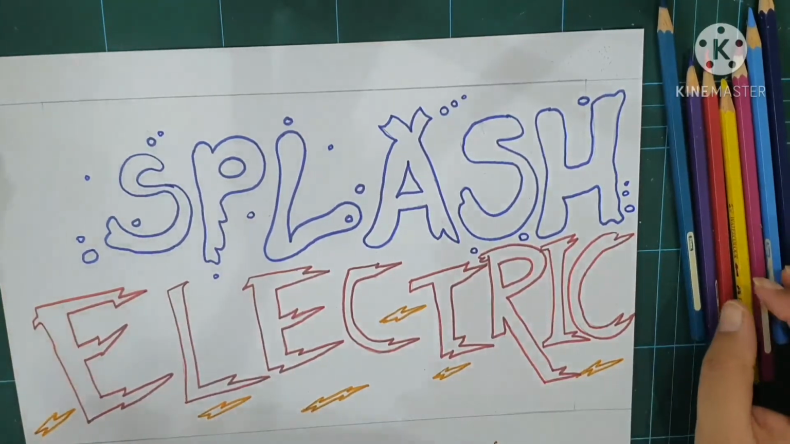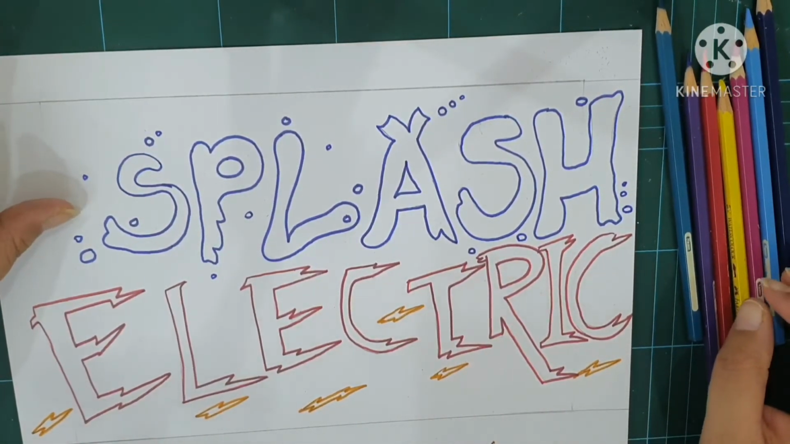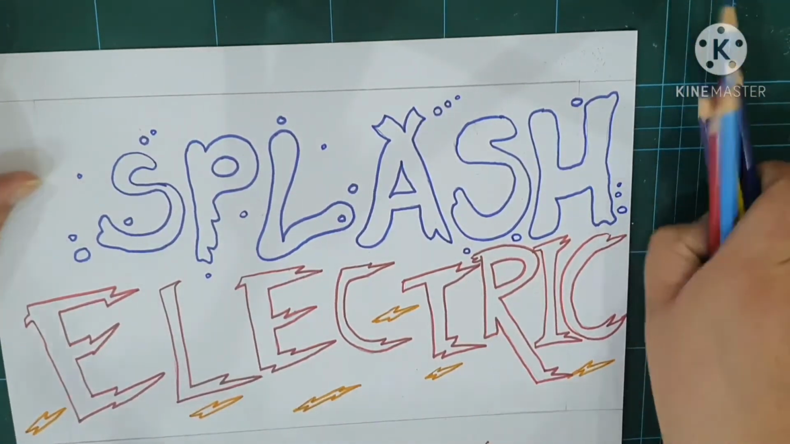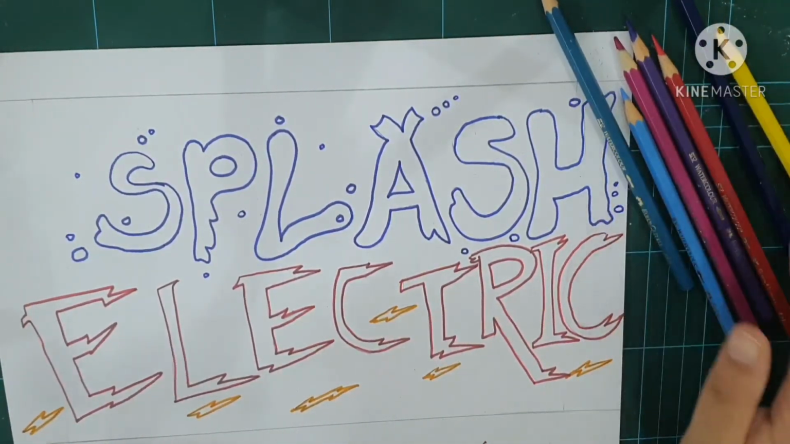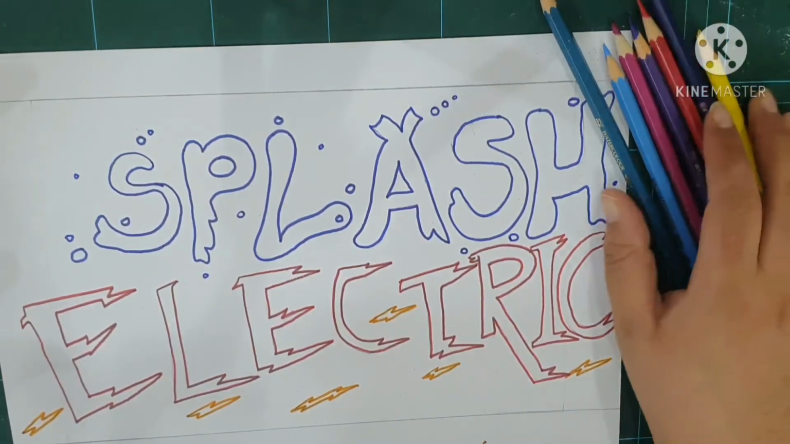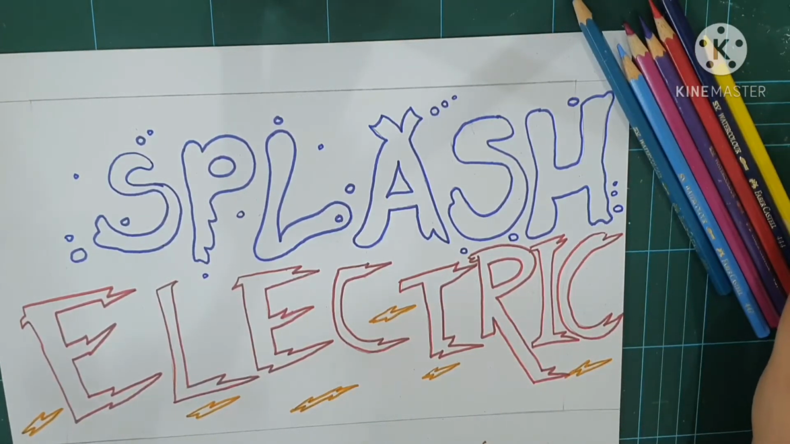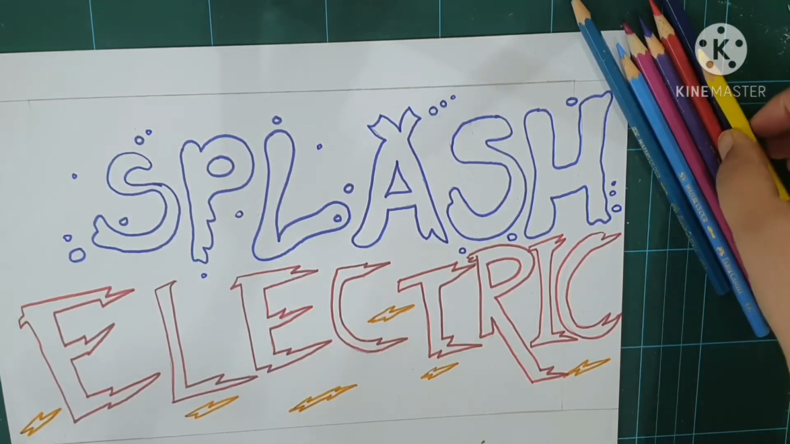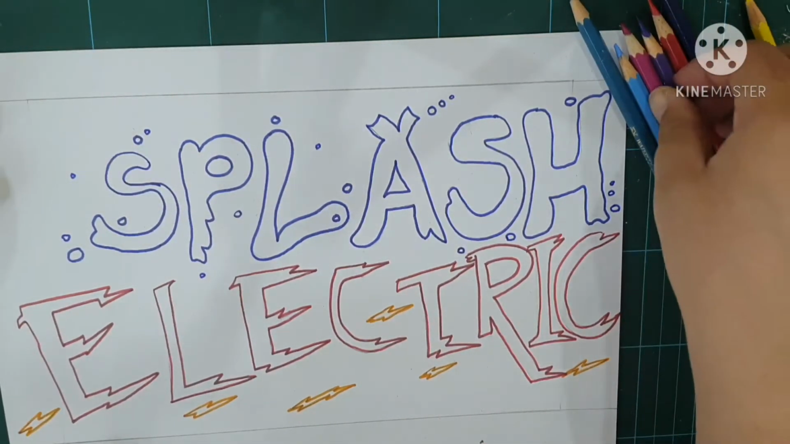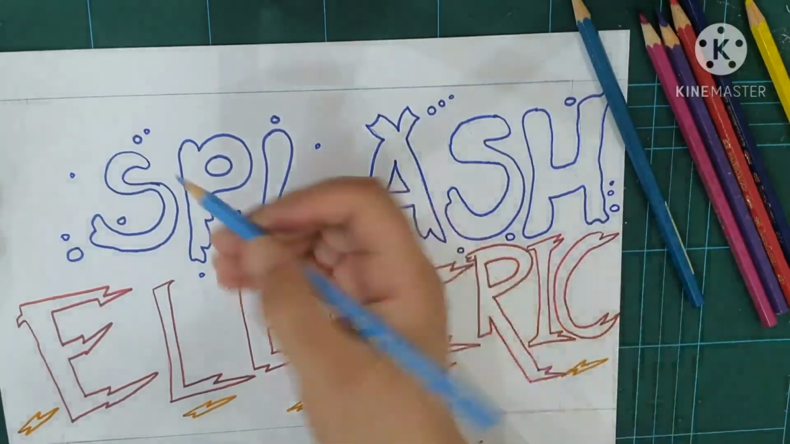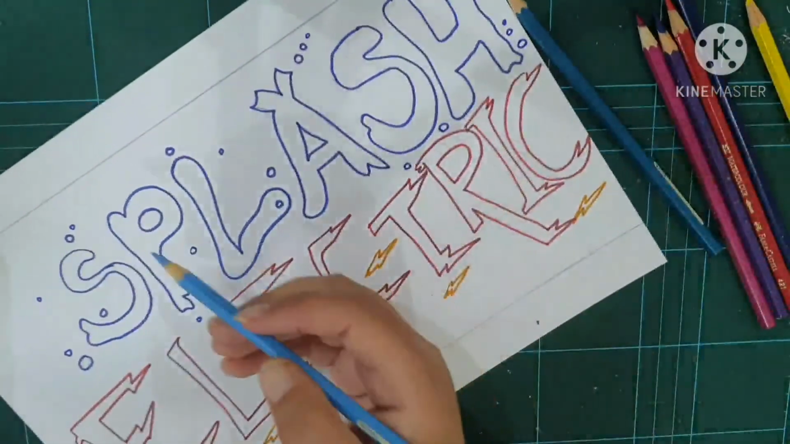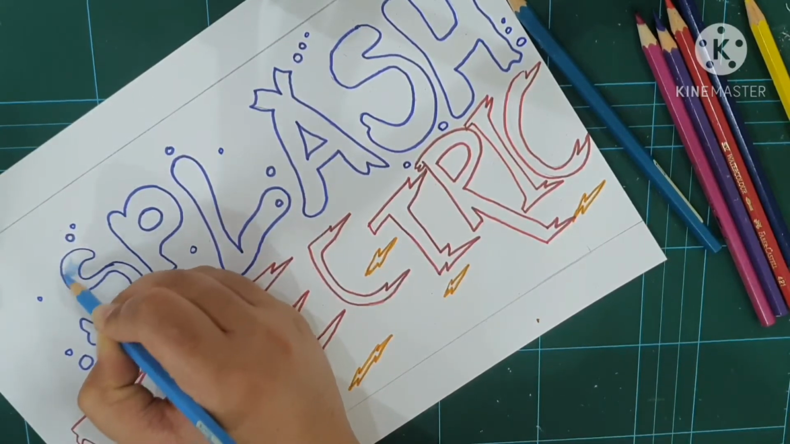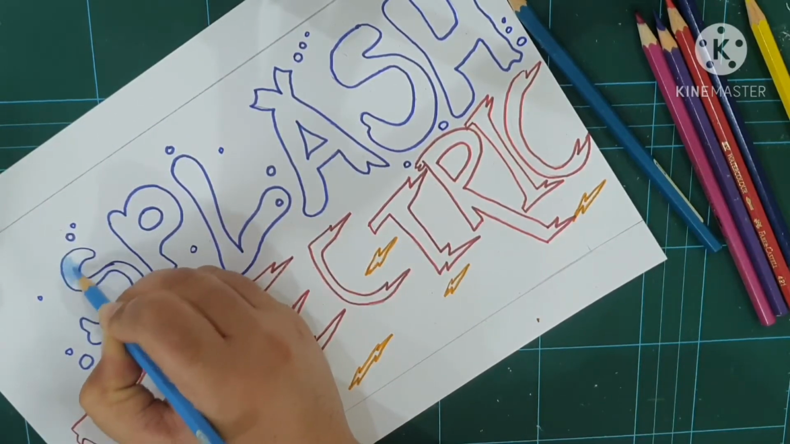After completing the outline for splash blue, electric red, I'm using color pencils. So I'm using blue, light, dark and medium color for the splash, and I'm using purple, pink, orange, red and yellow for the electric. So let's start with the blue one. I'm just taking the light shade first. Okay, for this, color it blue light shade like this. Some areas you have to color it.